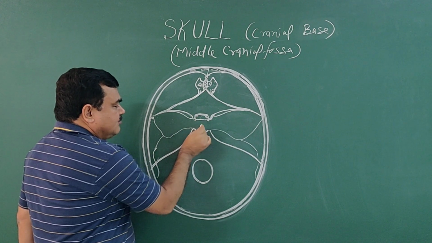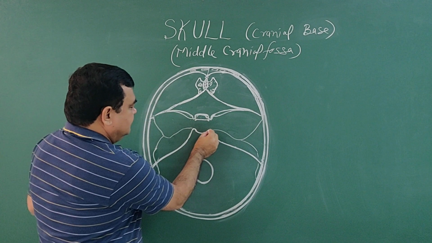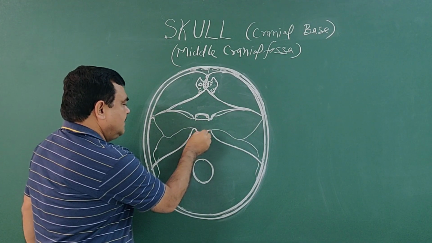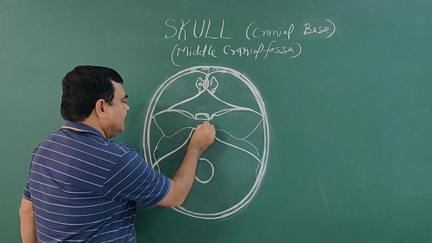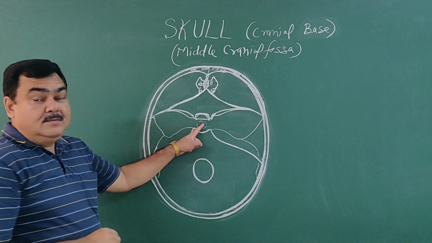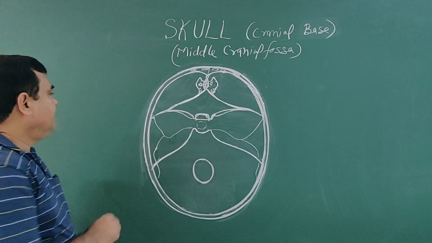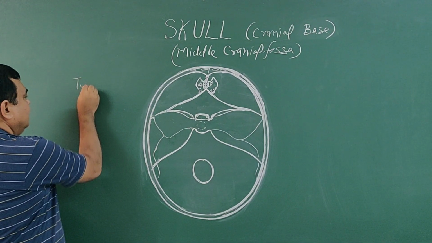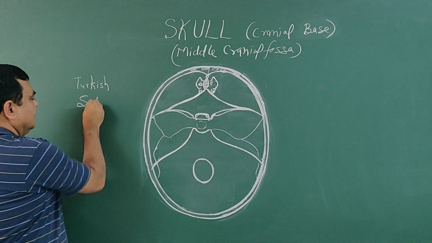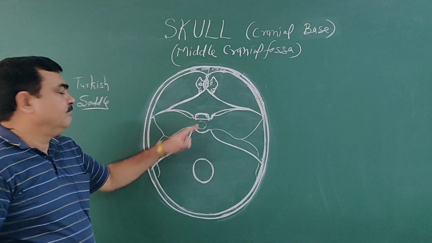And this is the body of the sphenoid from tuberculum sellae to dorsum sellae. From tuberculum sellae to dorsum sellae, there is the hypophyseal fossa. Here the pituitary gland is situated. This is known as the sella turcica. This is the hypophyseal fossa.